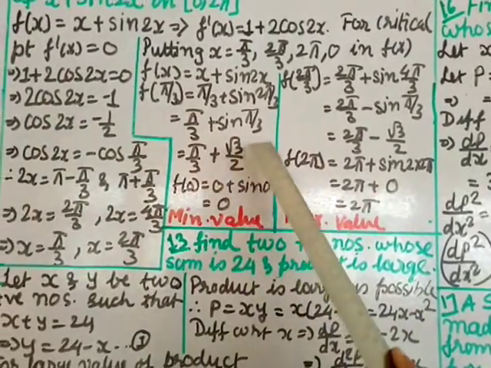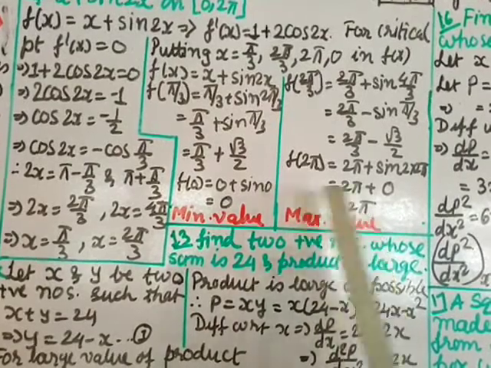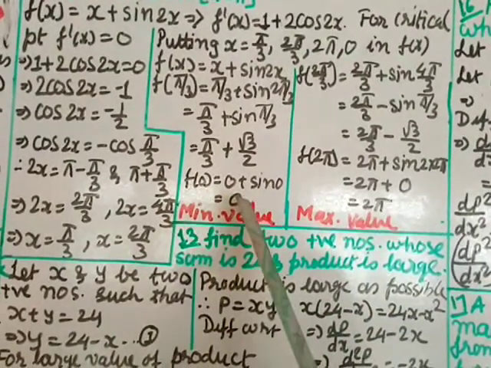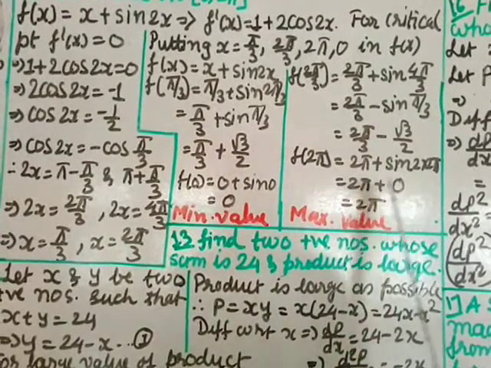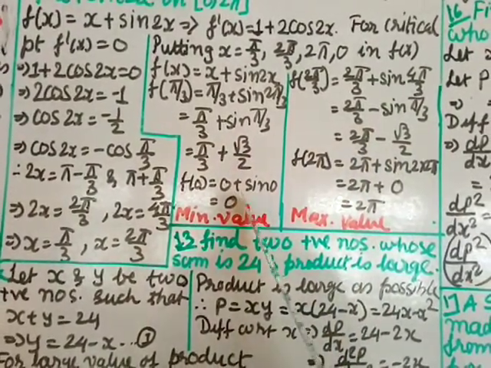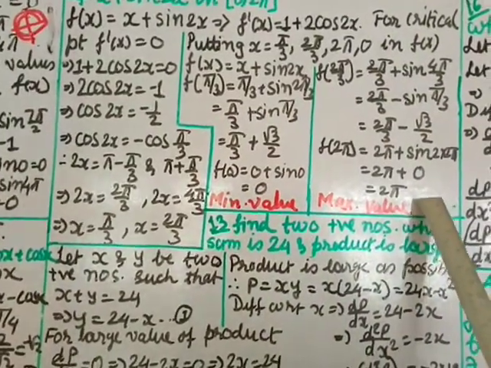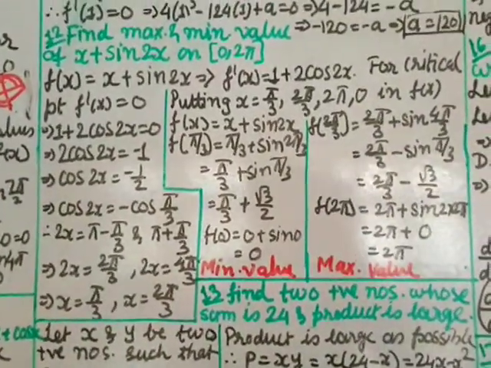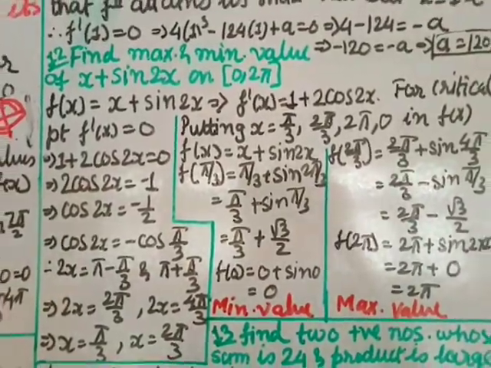So now this is some value, this is some value, this value is 0, and this value is 2 pi. So this is the minimum value, and this value is the maximum, because these values will be less than 2 pi and greater than 0. So among these I found the minimum value as 0 and the maximum value as 2 pi. So that is the value which we are supposed to find. I keep this much. Thank you very much.